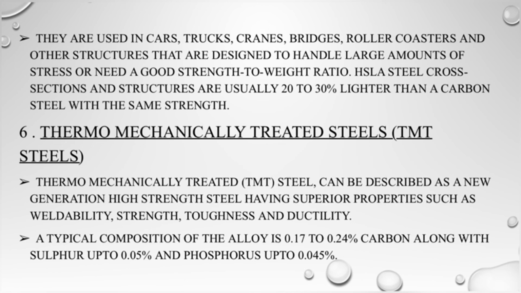The next type of steel is thermomechanically treated steel, TMT steel. We all have heard about the steel bars. This type of steel has superior properties such as weldability, strength, toughness, and ductility. And this type of steel has slightly more carbon in it, about 0.17 percent to 0.24 percent, along with sulfur up to 0.05 percent, and phosphorus.